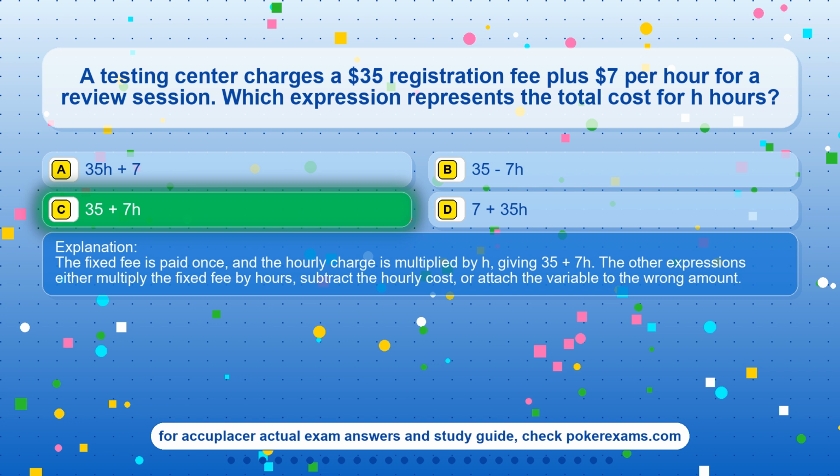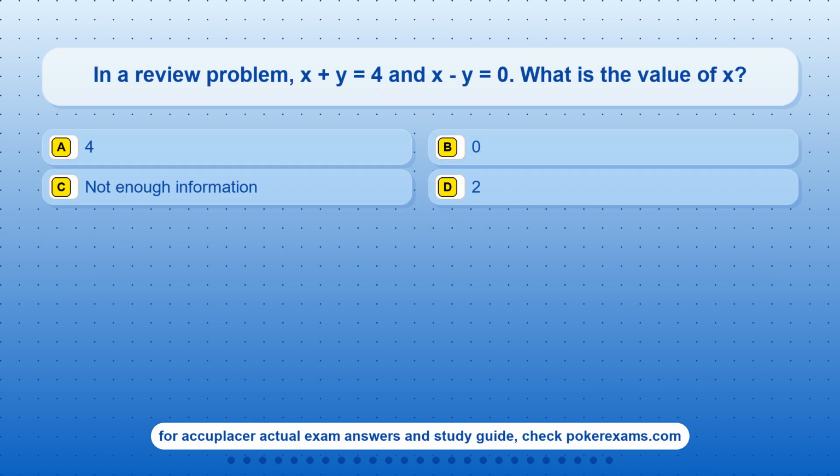Question 7. In a review problem, x plus y equals 4 and x minus y equals 0. What is the value of x? Option A, 4. Option B, 0. Option C, not enough information. Option D, 2.